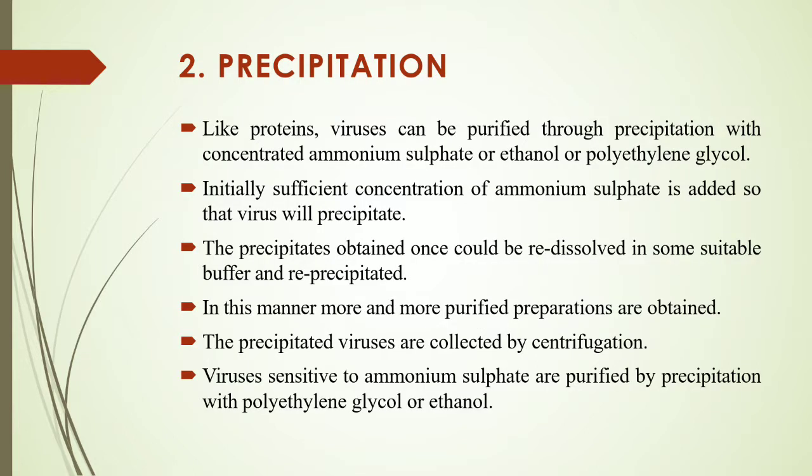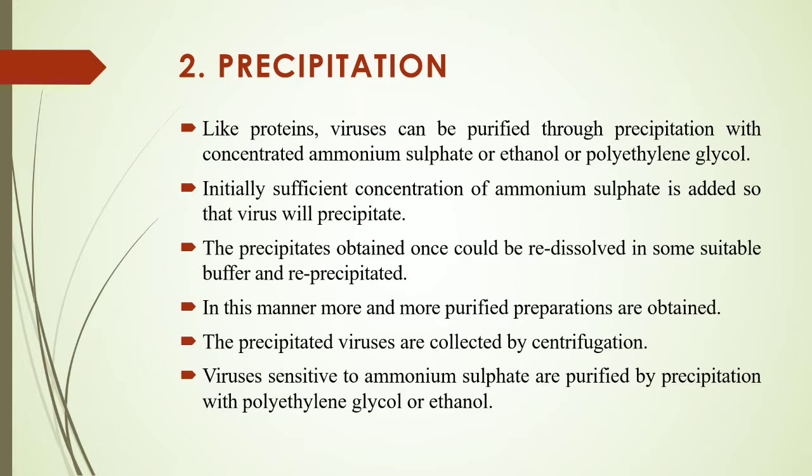Precipitation. Like proteins, viruses can be purified through precipitation with concentrated ammonium sulfate or ethanol or polyethylene glycol. Initially, sufficient concentration of ammonium sulfate is added so that virus will precipitate. The precipitates obtained once could be redissolved in some suitable buffer and reprecipitated. In this manner, more and more purified preparations are obtained. The precipitated viruses are collected by centrifugation.